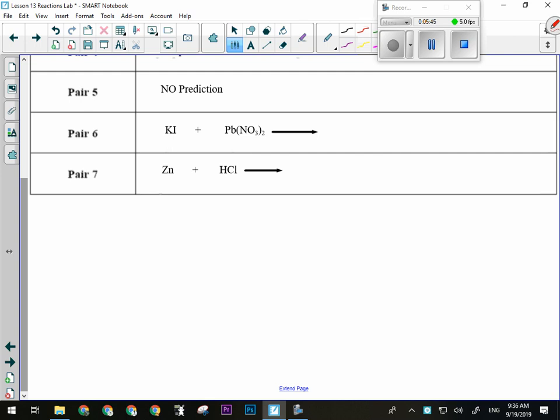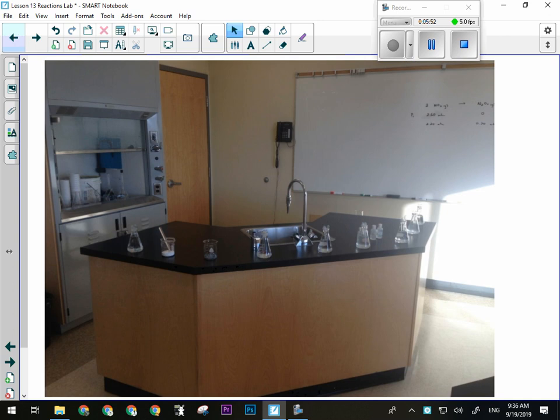Okay. So the big thing here, guys, is that you need to make sure when you write out the reactions in the analysis. So let's talk about the analysis.